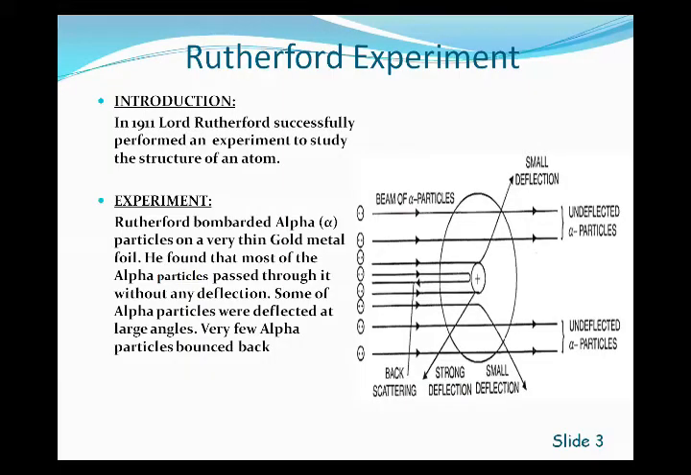Today we will start our new chapter, Atomic Structure, and the topic is the Rutherford Experiment. In the previous lecture, we discussed the discovery of the electron, proton, and neutron. The Rutherford Experiment is also called the gold foil experiment.